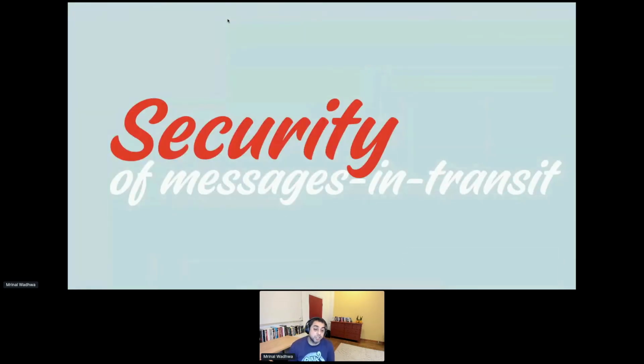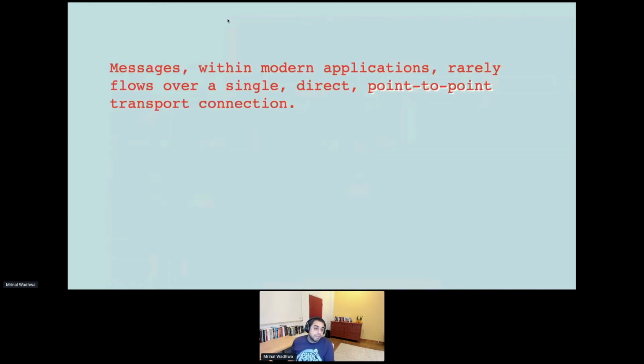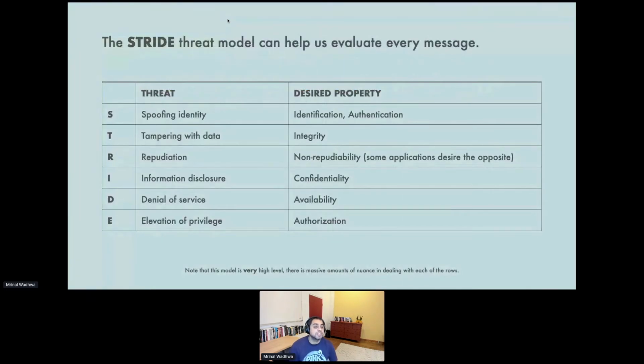So my point is we want to secure these messages in transit, because if we can secure them, we can make our systems dependable. But these messages, as I said, rarely travel over single point-to-point transport layer connections. So to think about the security of these messages, a useful model is the STRIDE threat model. Each letter in the word STRIDE lists out a set of threats. And in my second column here, I have the corresponding desired properties.